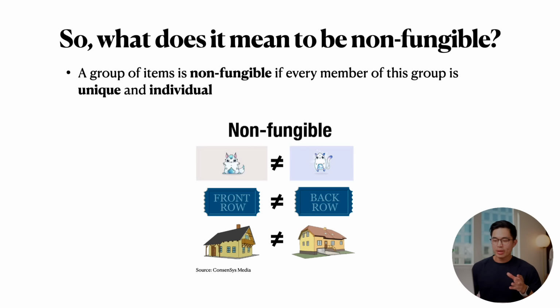On the second row we have a front row ticket to a movie theater, let's say, and a back row ticket to a movie theater. These are non-fungible because they cannot be traded, because a front row ticket is obviously, probably more valuable than a back row ticket. And the third row shows two homes, both being not the same, so those are non-fungible. So basically, if two things are not exactly the same, then they are not going to be fungible.